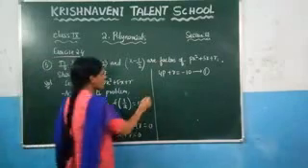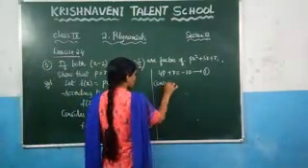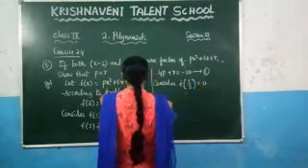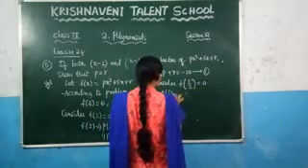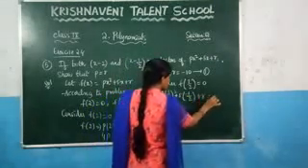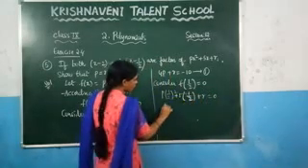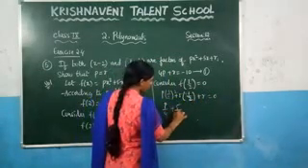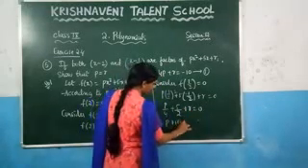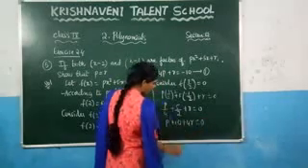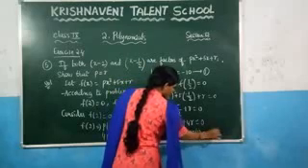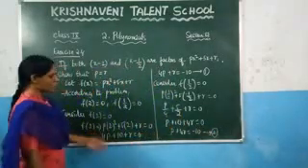Now consider f of 1 by 2 is equal to 0. So substitute the x value here. What you get, p into 1 by 2 whole square plus 5 into 1 by 2 plus r is equal to 0. So you get p by 4 plus 5 by 2 plus r is equal to 0. After taking the LCM you will get p plus 10 plus 4r is equal to 0. So you will get p plus 4r is equal to minus 10. Directly I have written it, before only we have solved this one.